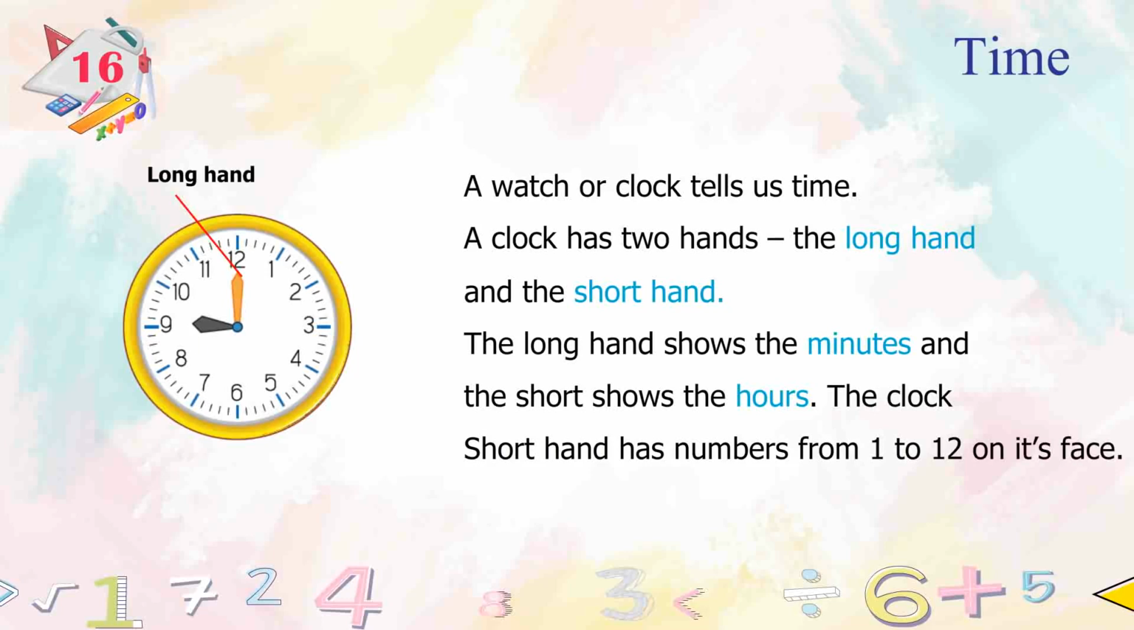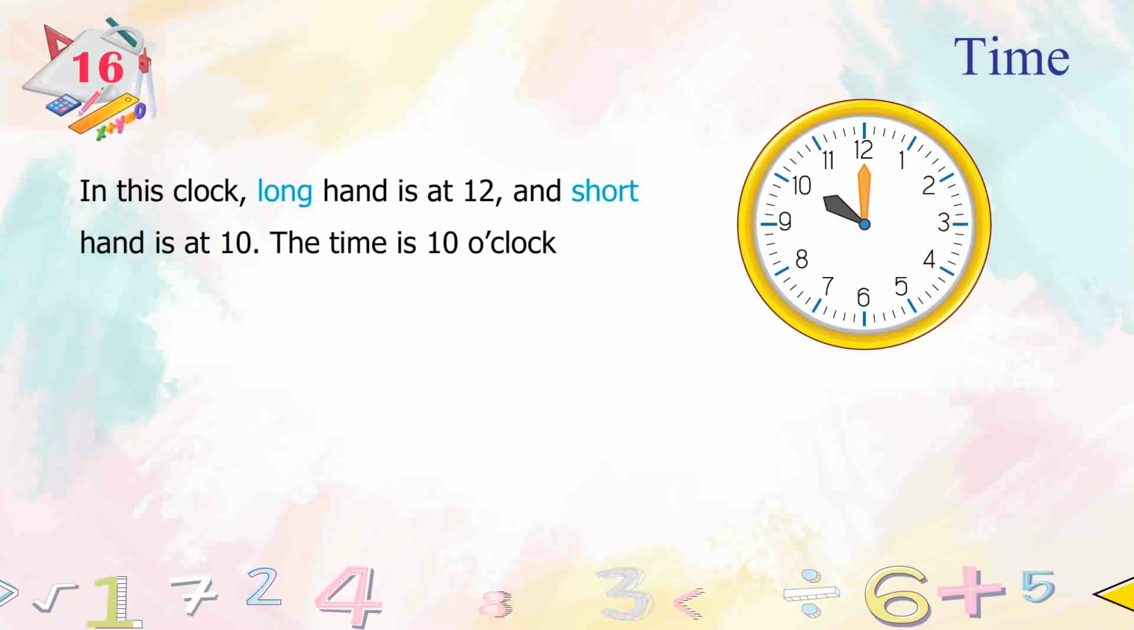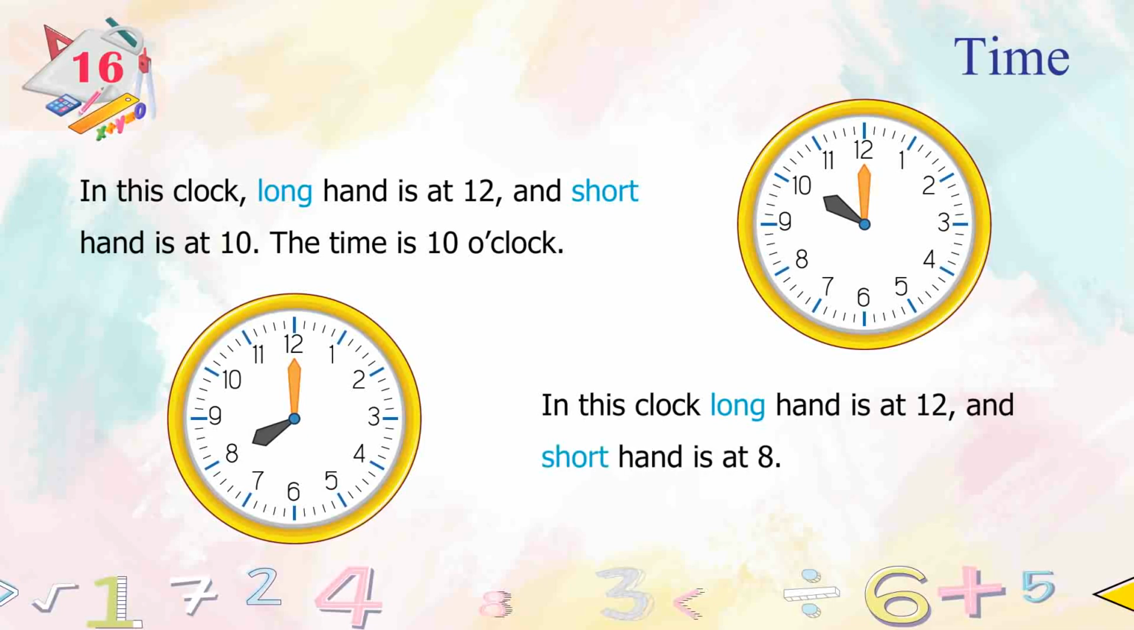Long hand. Short hand. In this clock, long hand is at 12 and short hand is at 10. The time is 10 o'clock. In this clock, long hand is at 12 and short hand is at 8. The time is 8 o'clock.